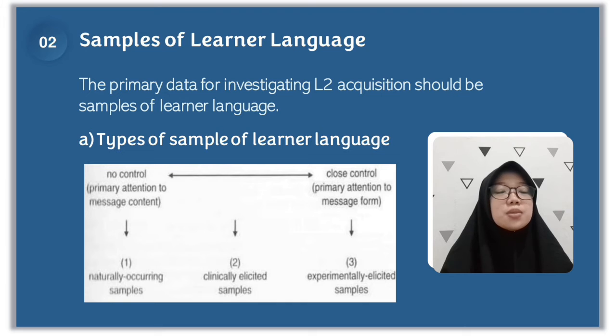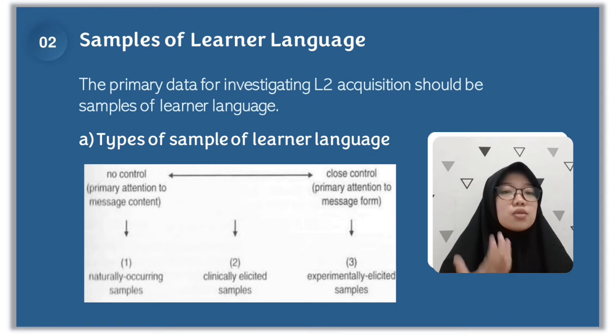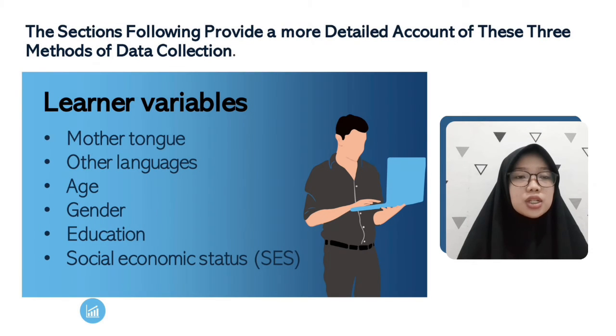The distinction between clinical and experimental elicitation matches the distinction between the use of tasks where the learners are primarily concerned with message conveyance, need to utilize their own linguistic resources to construct utterances, and focus on achieving some non-linguistic outcome. The sections following provide a more detailed account of these three methods of data collection.